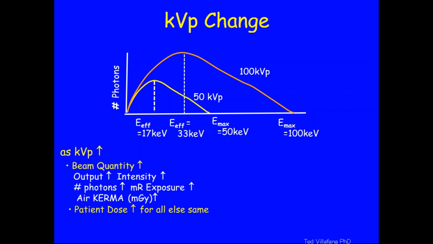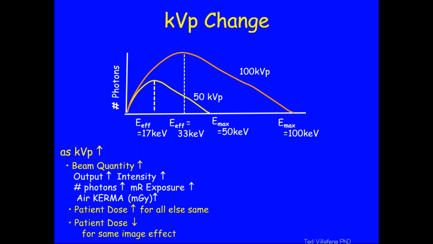Well, if the outputs go up, then the patient dose will go up, right? For all else the same. If you just change the kVp on the machine, you automatically get more radiation, and therefore your patient dose is going to go up accordingly.